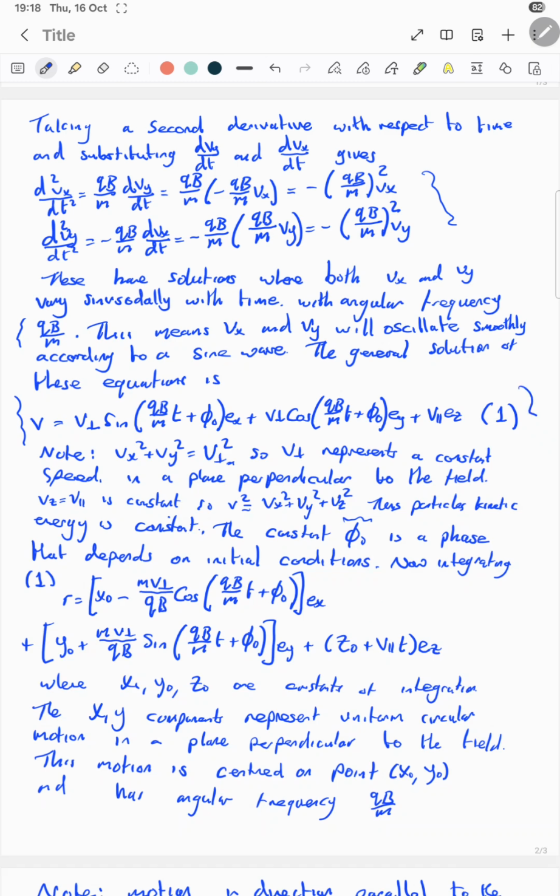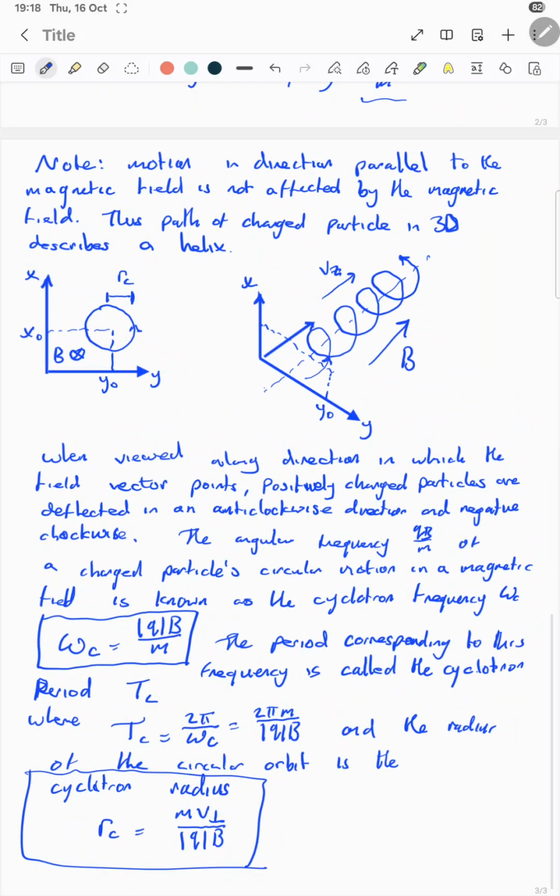Now integrating equation 1 here, where x of 0, y of 0 and z of 0 are constants of integration, the xy components represent uniform circular motion in a plane perpendicular to the field. This motion is centered on x0 and y0, and its angular frequency is given here. Now, motion in the direction parallel to the magnetic field is not affected by the magnetic field. This is the path of a charged particle in 3 dimensions, and it describes a helix.